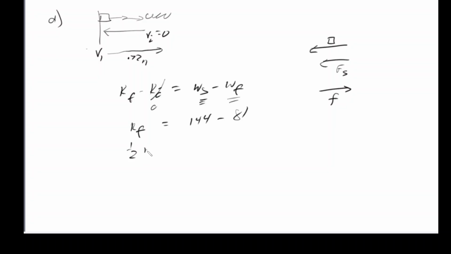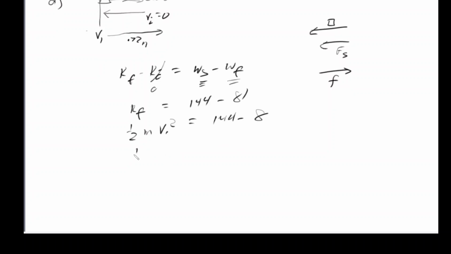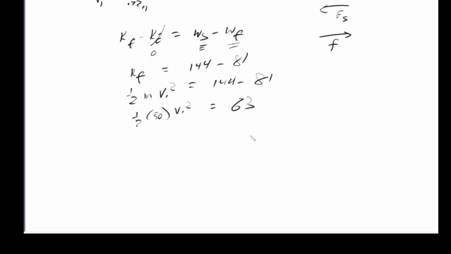So 1/2 m v1 squared is equal to 144 minus 81, or 1/2 times 50 times v1 squared is equal to 63. v1 squared is equal to 2.52, or v1 is equal to 1.59, the velocity of the block as it returns to its original position.